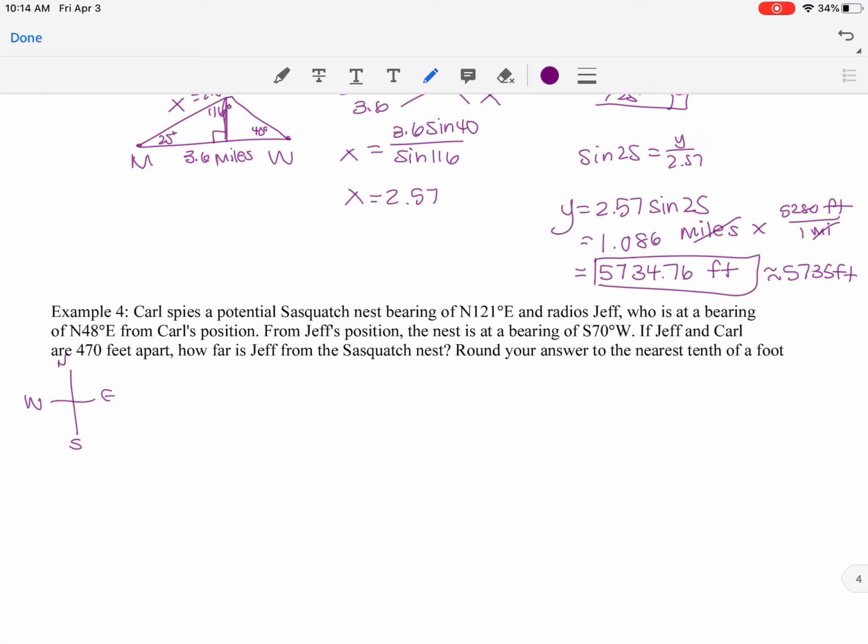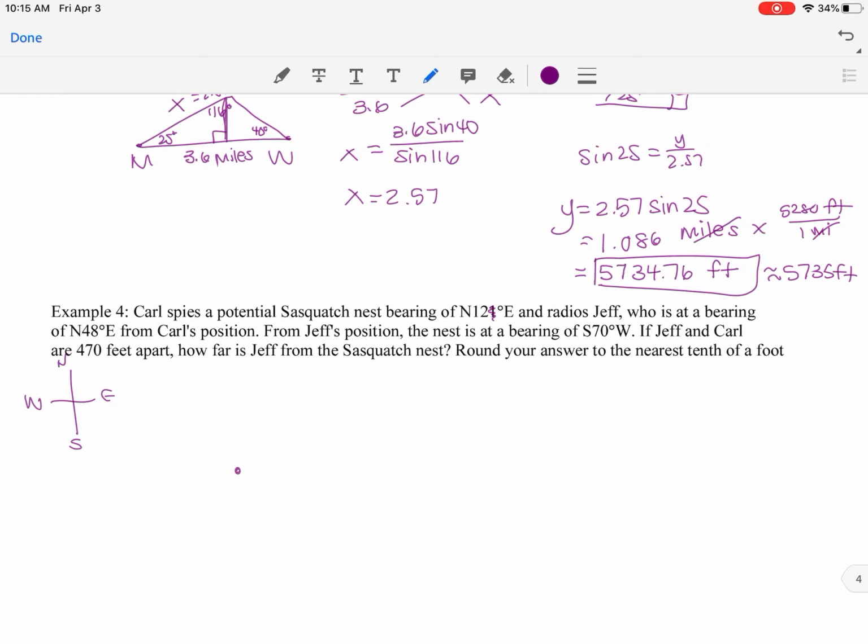So, Carl spies a potential Sasquatch nest bearing N, and then this should have been just 21 degrees, not 121. So that's basically saying 21 degrees east of north. Actually, I take that back, sorry, it should have been 12. And he radios his friend Jeff, who's bearing at 48 degrees east, so look at north, and then 48 degrees east of that from Carl's position.